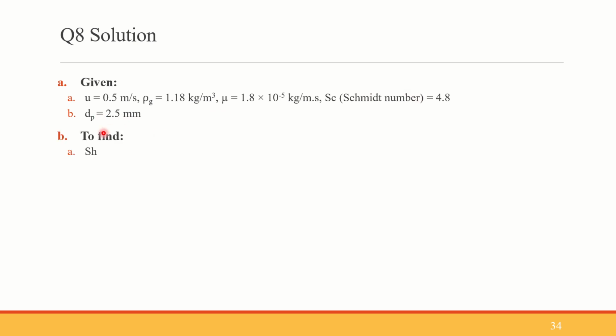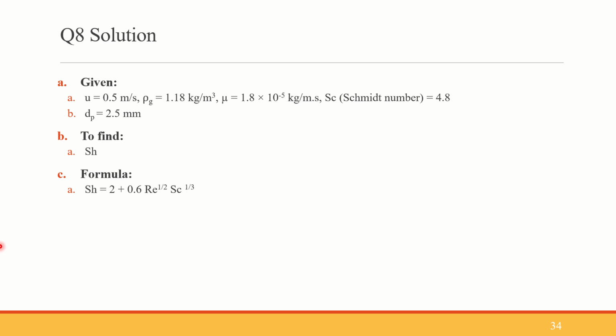So we are asked to find the Sherwood number. The formula we are going to use is Rand's 1952 expression. Sherwood number is equal to 2 plus 0.6 into Reynolds number to the power of 1 by 2, Schmidt number to the power of 1 by 3. So here Sherwood number is a function of Reynolds number and Schmidt number.